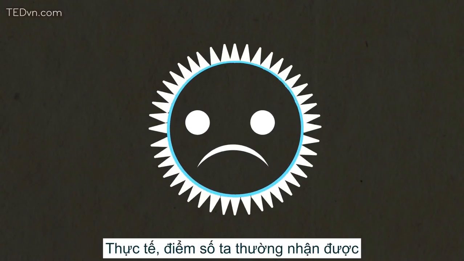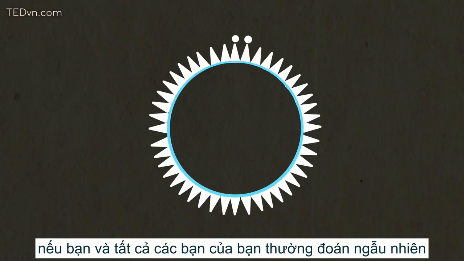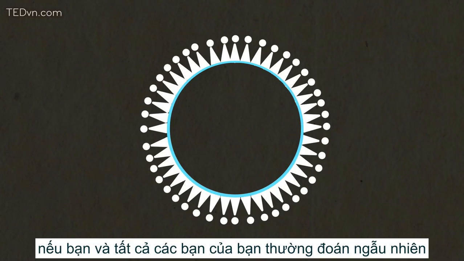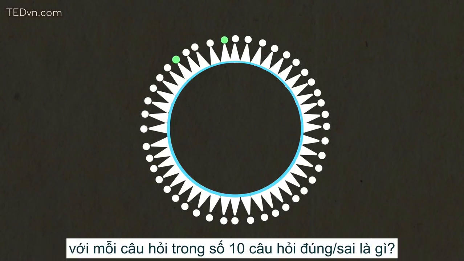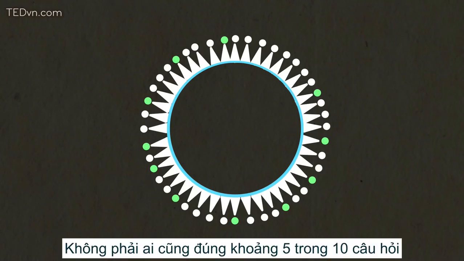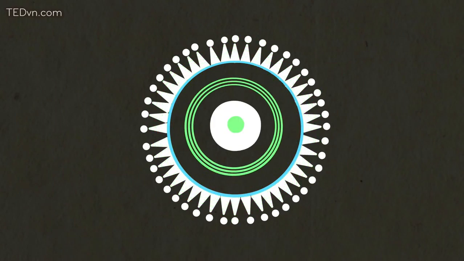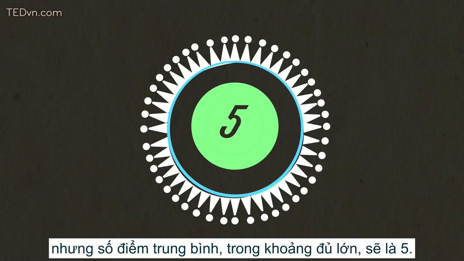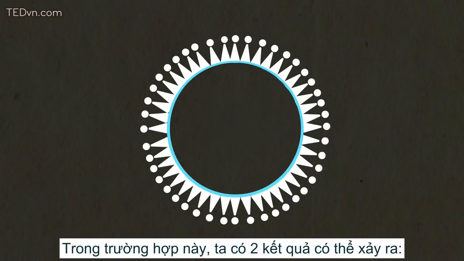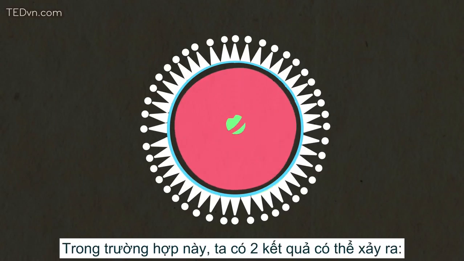In fact, what would be the most common score if you and all your friends were to always randomly guess at every question on a 10-question true-false quiz? Well, not everyone would get exactly 5 out of 10, but the average score in the long run would be 5. In a situation like this, there are 2 possible outcomes.